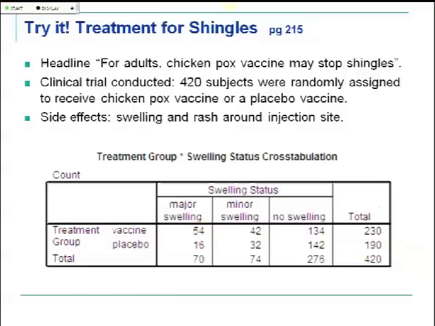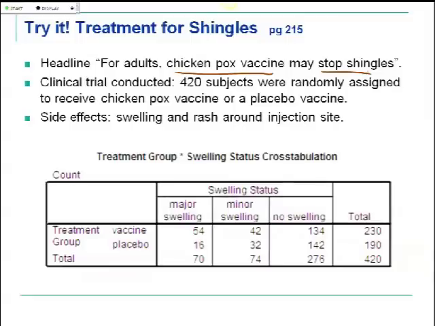The background. Trying to learn about this chickenpox vaccine and if it really would help to stop shingles. A trial was conducted where you had 420 subjects. They were randomly assigned to one of 2 treatment groups. They either got the actual vaccine or they got a placebo vaccine. So right there, the random assignment tells you you have 2 samples that are both independent and not matched or paired.